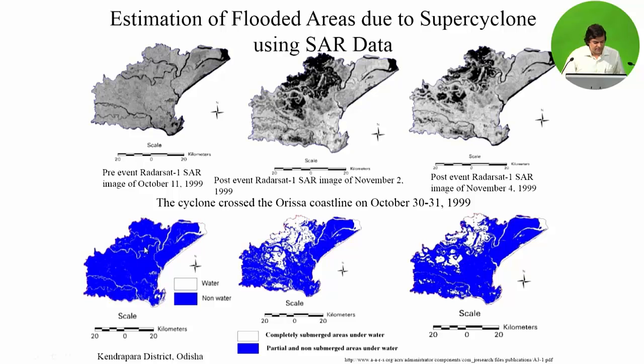So easily here we can see that there is no effect of flood before the event in the first image, the image which was collected on 11th October 1999. Now in the second imagery we can easily see that the entire area is flooded, and it is represented in white color. And after 4 days of the cyclone, now here we can see that less amount of the flood water is detected here.